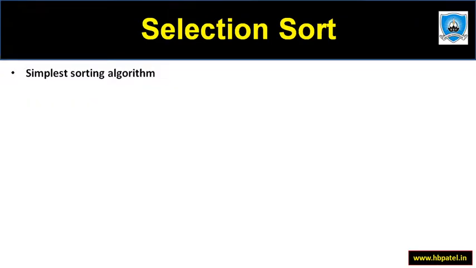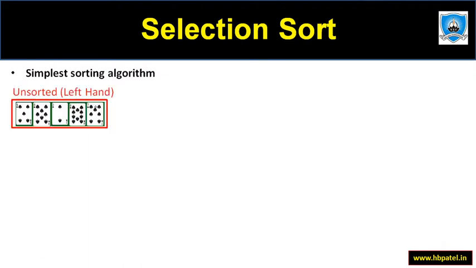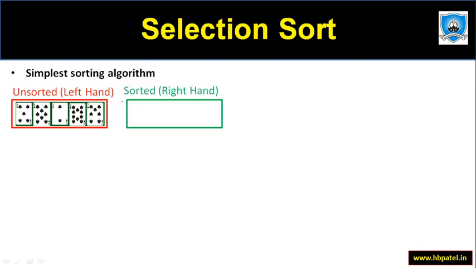Now before we understand how exactly selection sort works, let us first try to understand a very simple example. For example, you are having 5 cards in your left hand and these are unsorted cards. So I wish to sort them. So how are we going to sort them? Supposing I want minimum on this side and maximum on this side. So this is my right hand. So I'll be picking one card from left hand and I'll be putting it into the right hand.